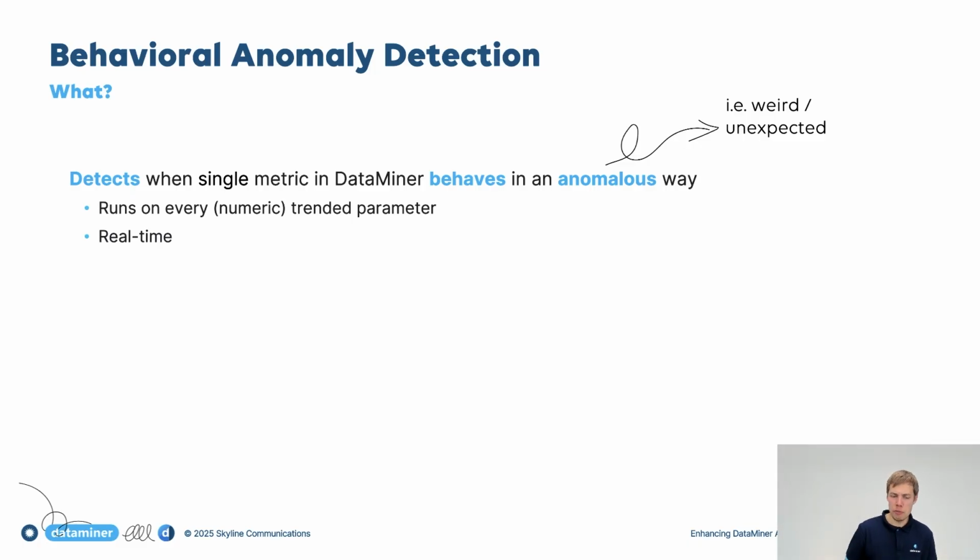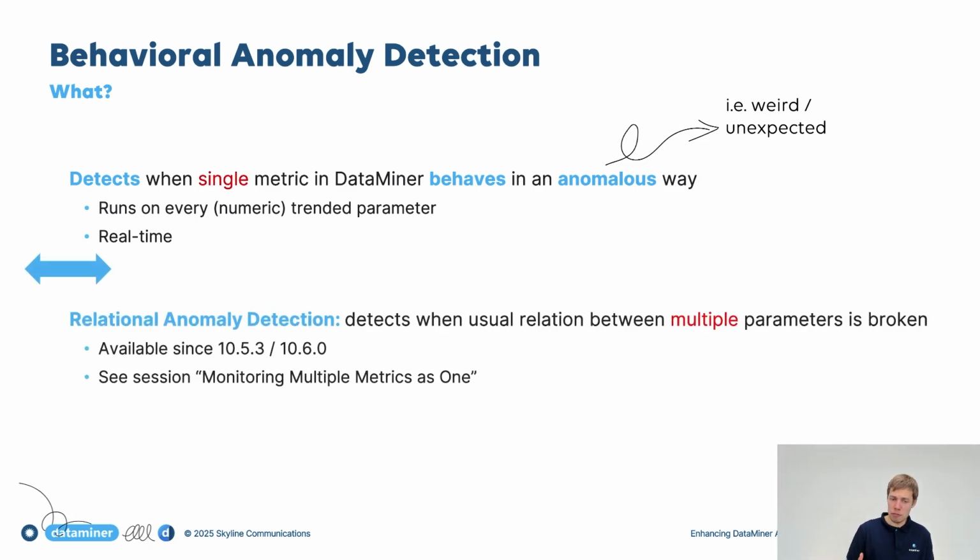Now, to avoid a bit of confusion, there is also another feature that has a very similar name, called relational anomaly detection. That feature monitors multiple parameters together and monitors the relation between those parameters. It will detect when this relation no longer holds, whereas behavioral anomaly detection only runs within a single parameter. So what they do is somewhat similar. They are both cases of anomaly detection, so detection of weird behavior, but they monitor for something slightly different.